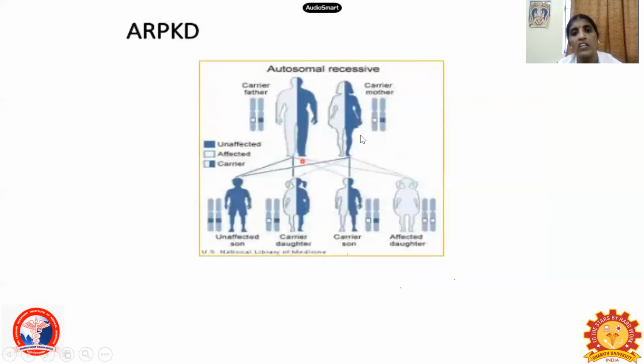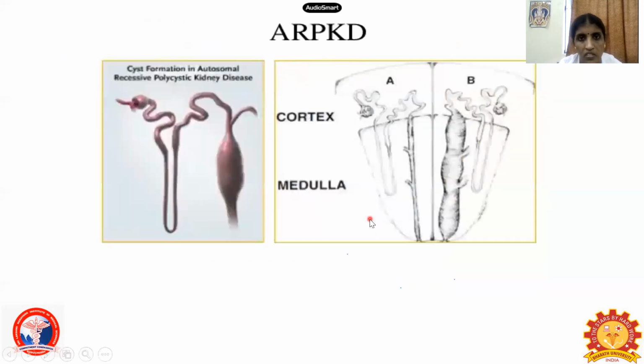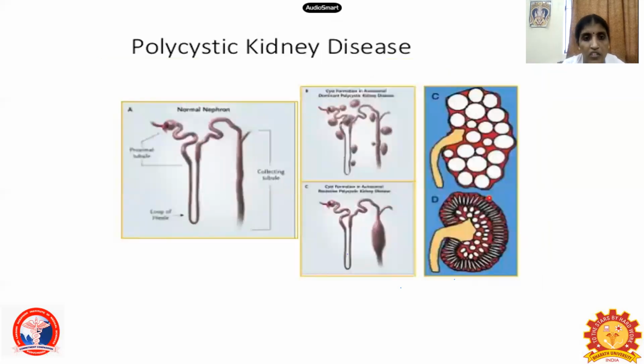As you know already, in autosomal recessive inheritance, both of the parents should be either carriers or one affected, so they can transmit to their offspring. Compared to adult polycystic kidney disease, where it involves anywhere along the nephron, in childhood polycystic kidney disease, you can see in this picture, the cyst formation more commonly involves the medullary region. Okay, so that is one of the differences.